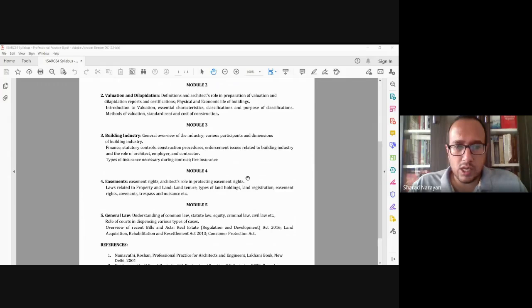and acts which are relevant to the practice of architecture, namely the Real Estate Regulation and Development Act, RERA as you know it, the Land Acquisition Act, Rehabilitation and Resettlement Act, and the Consumer Protection Act. In addition to this, there are a couple of other acts which we will be talking about with regards to intellectual property. And as a part of Module 3, we will be looking at the industry as it is practiced elsewhere in the world. Basically, how architecture is practiced in other regions of the world.